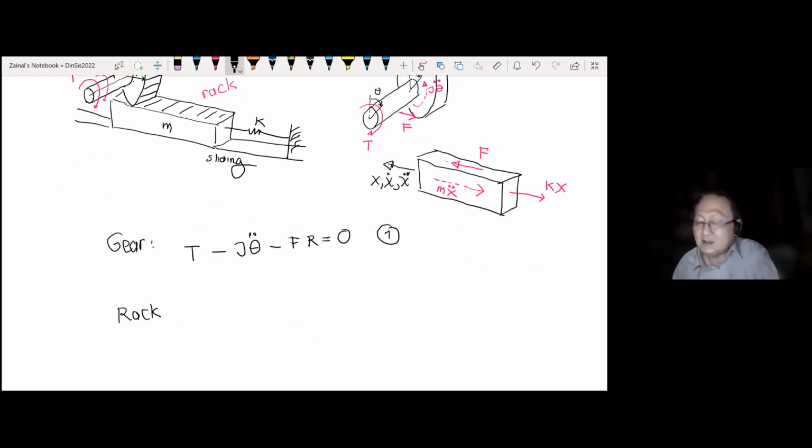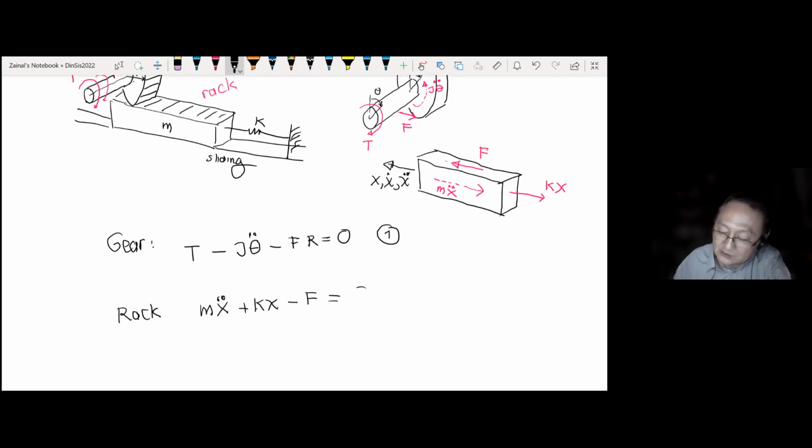From the rack, you have m x double dot plus k x minus F is equal to 0.